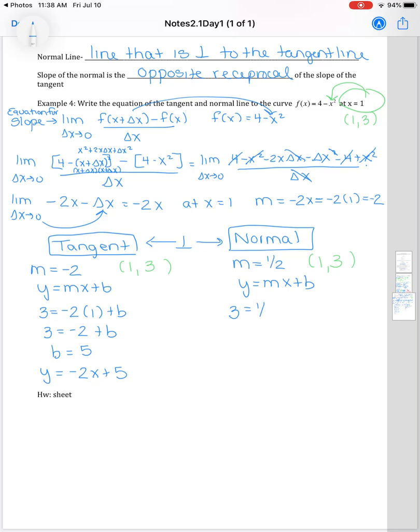For the normal, same idea. Y is 3. M is now 1/2 times 1 plus b. So we have 3 equals 1/2 plus b. Well, 3 in terms of halves is 6 halves, because 6 divided by 2 is 3. And if we keep common denominators here, which we should, b is equal to 6 halves minus 1 half, which is 5 halves. So the equation of the normal should be y equals 1/2 x plus 5 halves.